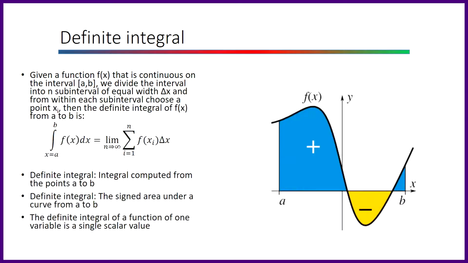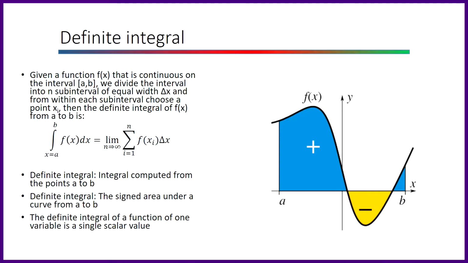The definition of a definite integral really boils down to an integral that we can compute between two different points that we usually call a and b. You can also think of the definite integral as the signed area under a curve from the value a to the value b. So for instance, in this graph on the right, the definite integral of f of x from x equals a to x equals b is equal to the area of the two blue sections minus the area of the yellow section.